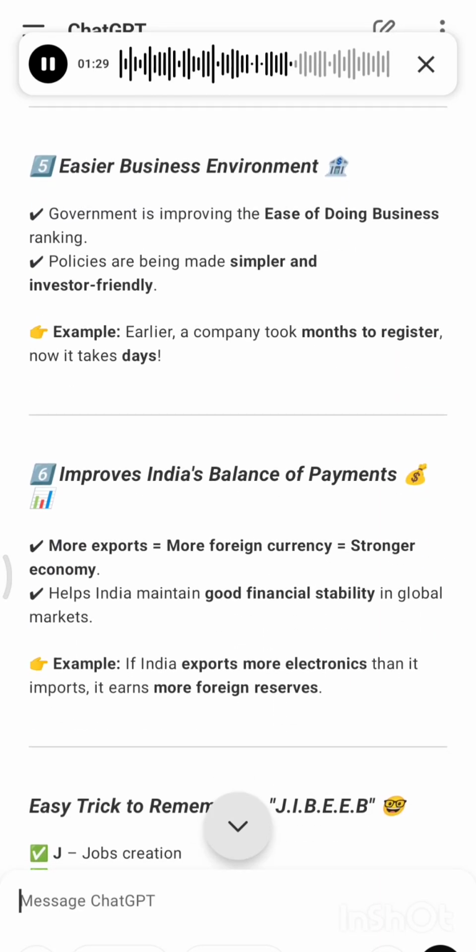5. Easier business environment. Government is improving the ease of doing business ranking. Policies are being made simpler and investor-friendly. Example, earlier a company took months to register, now it takes days.